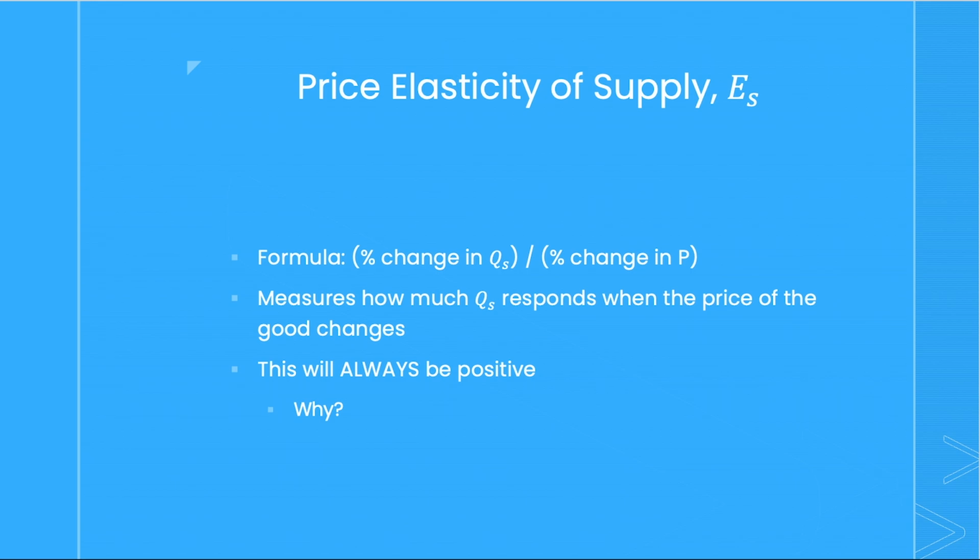Lastly, we got the price elasticity of supply, or E sub S. And the formula for this one is the percentage change in quantity supplied divided by the percentage change in price. This measures how much quantity supplied responds when the price of a good changes. And contrary to price elasticity of demand, this coefficient will always be positive. Why is that? Well, the law of supply states as price increases, quantity supplied will increase. Therefore, the 2 parts of the ratio, the numerator and the denominator, will both go up simultaneously, resulting in a coefficient for elasticity which is always positive.